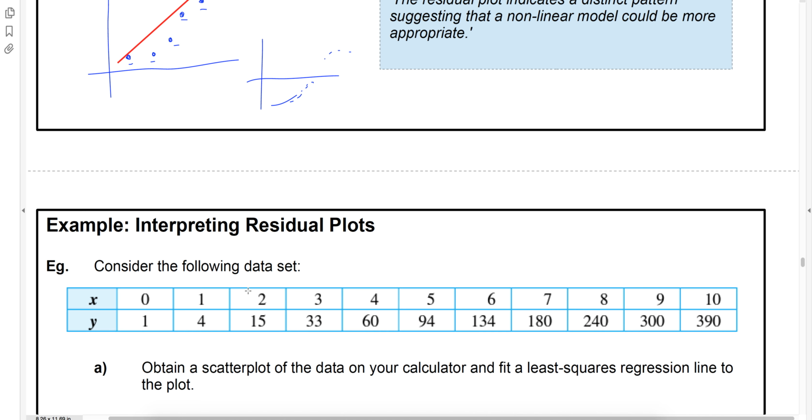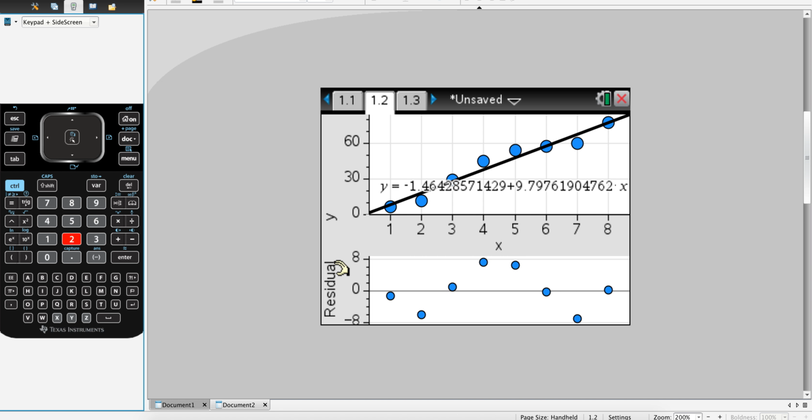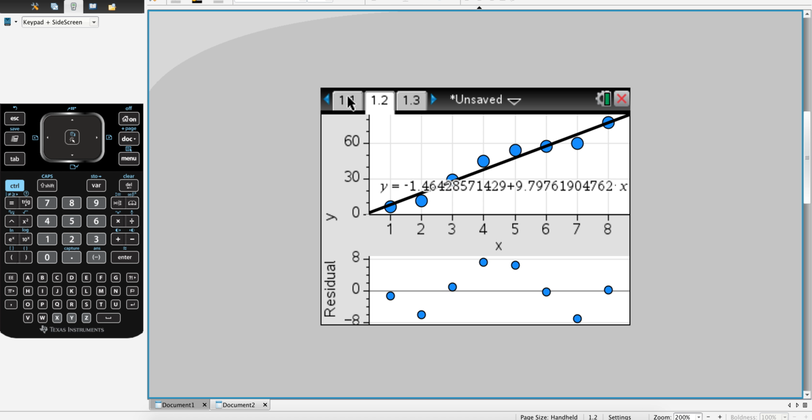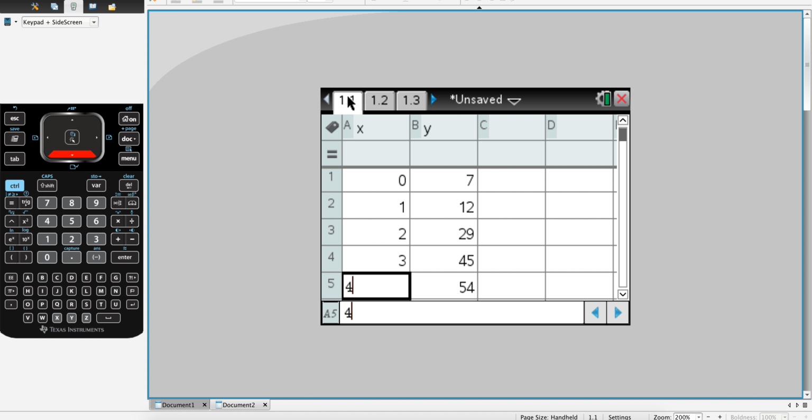Let's have a look at this one here. Now, what I'm going to have to do is enter this data in because it's using X and Y, and I've already used X and Y in my calculator, so I just need to change what I've done here. So I'll just go back to here and let's enter that data in. So I've got 0, 1, 2, 3, and 10.